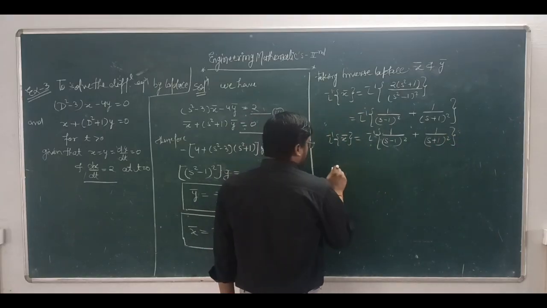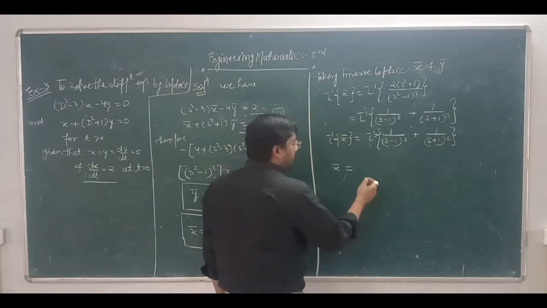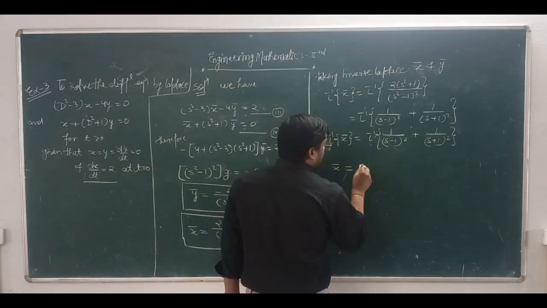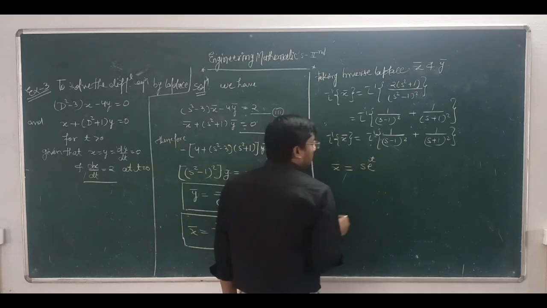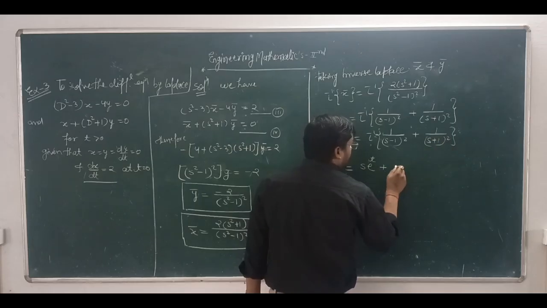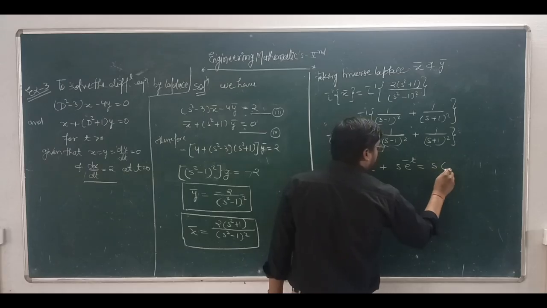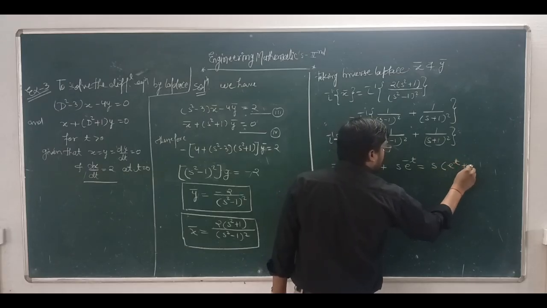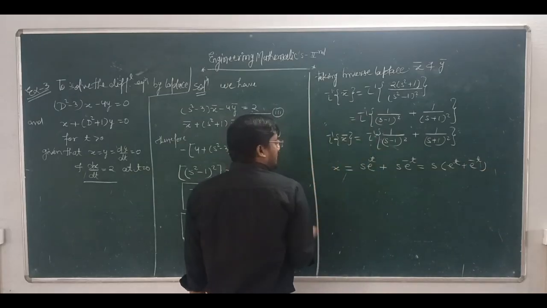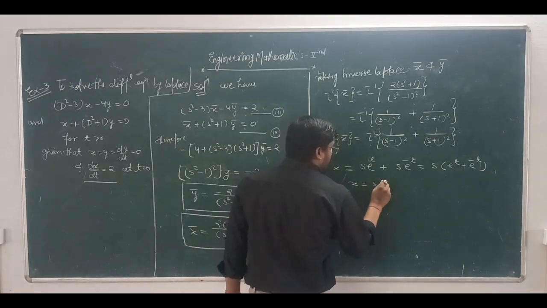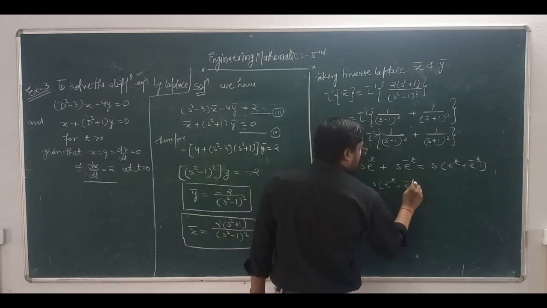This means x is equal to t e to the power t plus t e to the power minus t. Now you can note down this is the value of x: x is equal to t e to the power t plus t e to the power minus t.